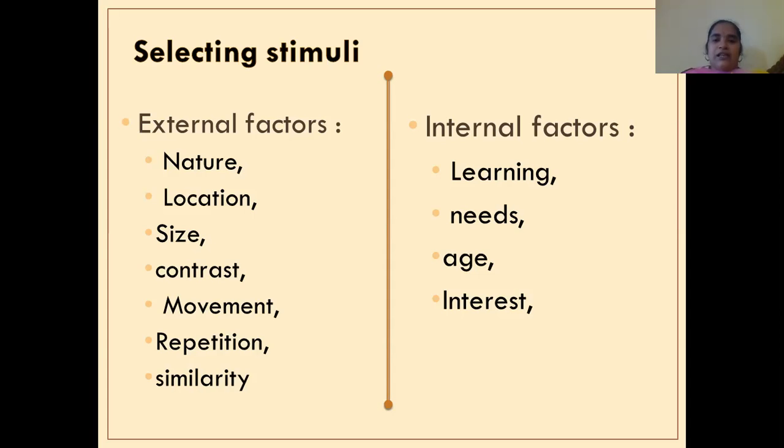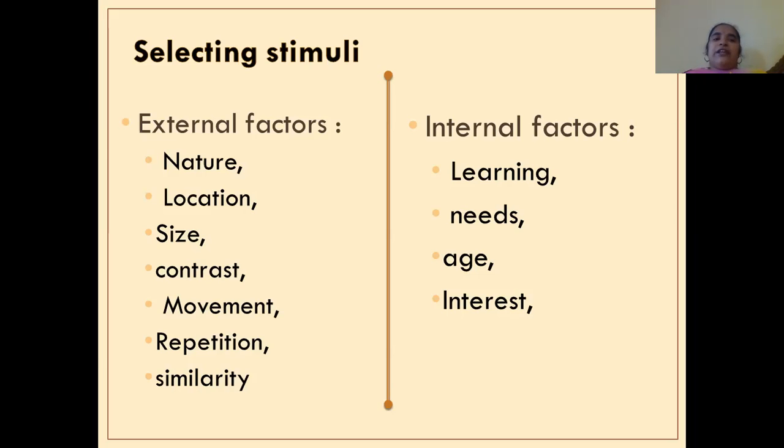Then contrast. Is the object camouflaged with its background or is it standing out in contrast to its background? The combination is like dark and light, so based on that also we notice. If it is camouflaged, we will not notice it. Then whether the object is moving or stationary. A moving object is noticed better than a stationary object.